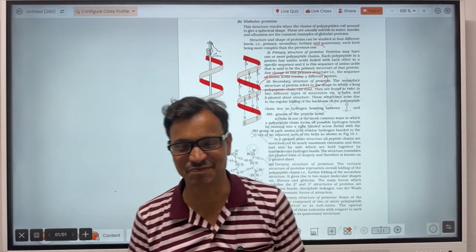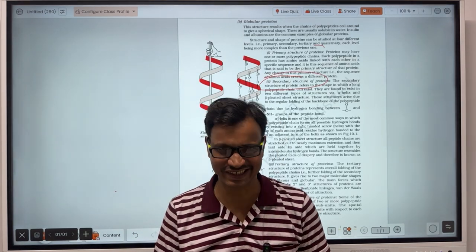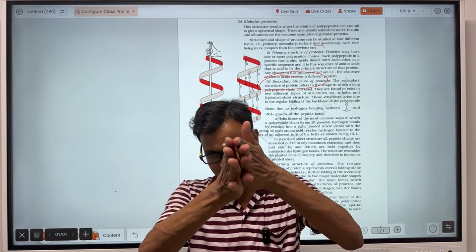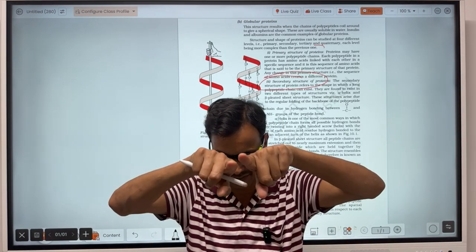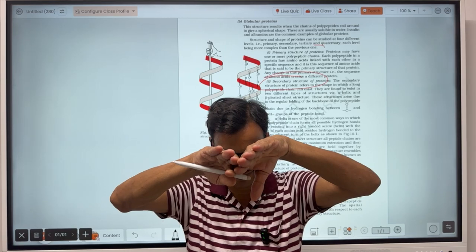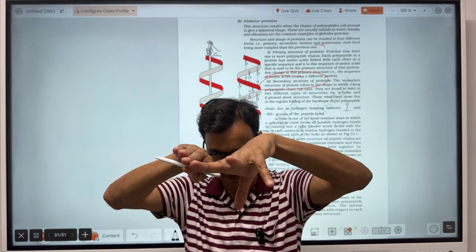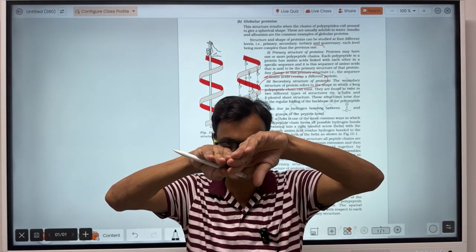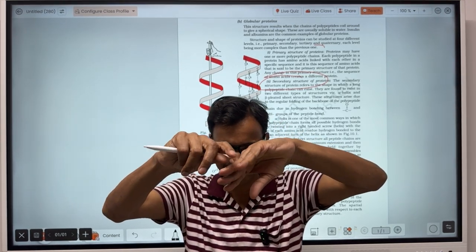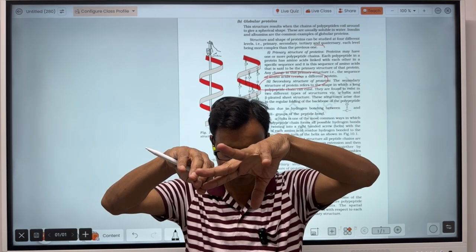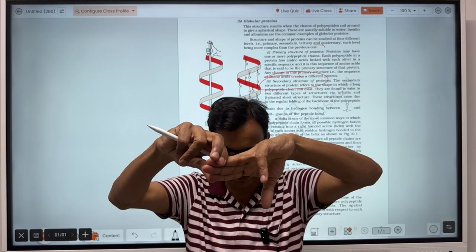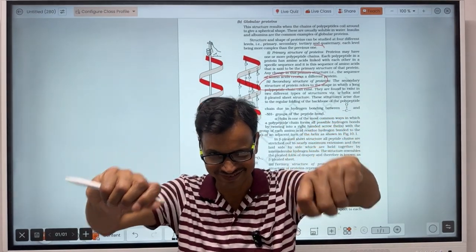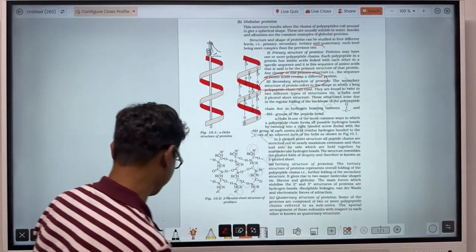Those who have eaten mutton may realize that in fibrous protein, that means in the meat, some portions run like this. Removing one fiber from another fiber is easier, but taking out this one is not so easy. Separating this one, you can do very easily, but to take this one, you will have to bite and exert more force.